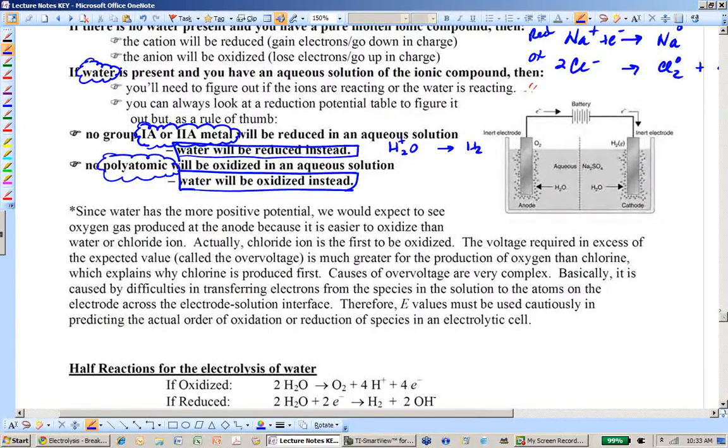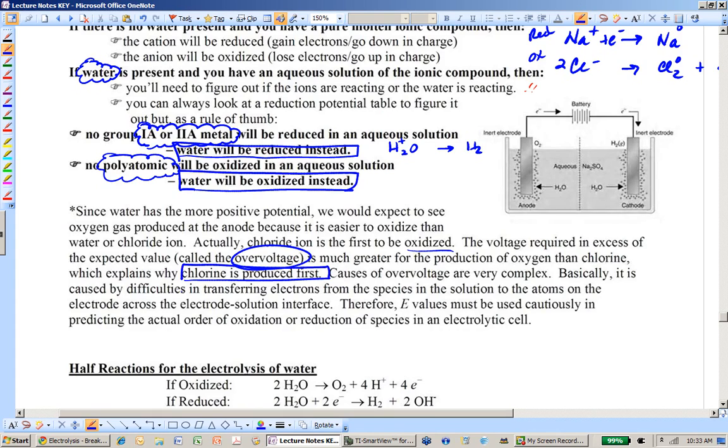So if we want to stick with our sodium chloride example, water has the more positive potential if we put that sodium chloride into aqueous solution. And we would expect to see that oxygen gas will be produced at the anode because it's easier to oxidize water than chloride ion. But chloride ion is going to be the first to be oxidized because the voltage required in excess of the expected value, which is called the overvoltage, is much greater for the production of oxygen than chlorine. So chlorine would actually be produced first.